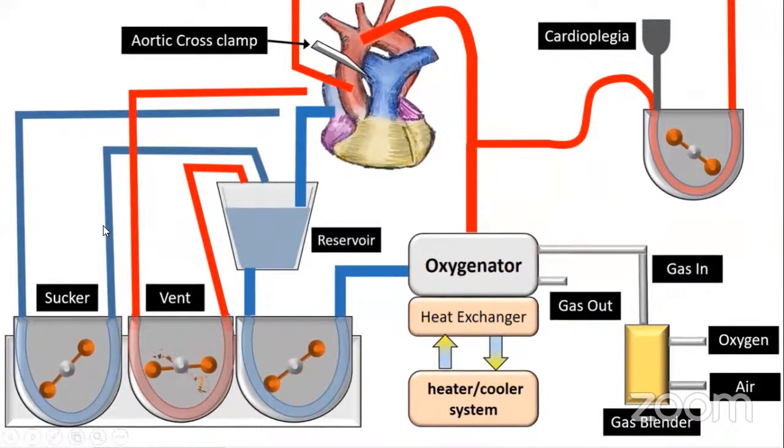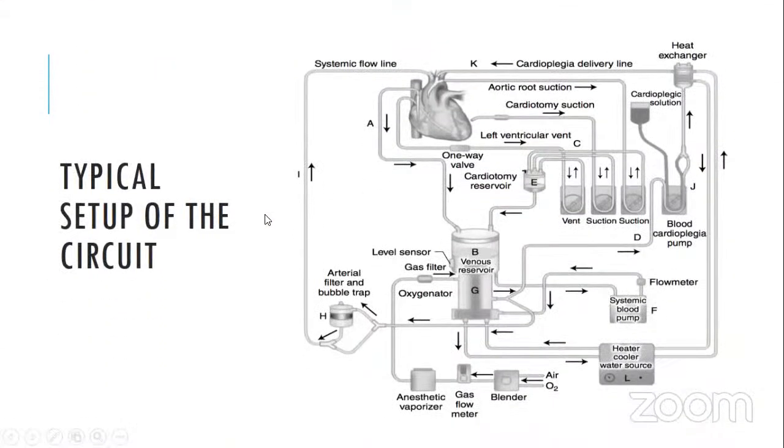Another component is the cardiotomy sucker or pump sucker, with which we can drain the open wound. It drains into a separate reservoir, then goes to the same venous reservoir. So these are the basic components of cardiopulmonary bypass as we described.